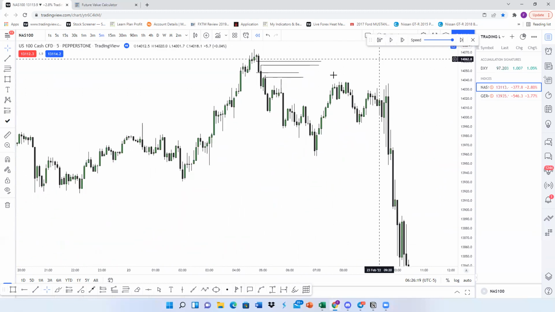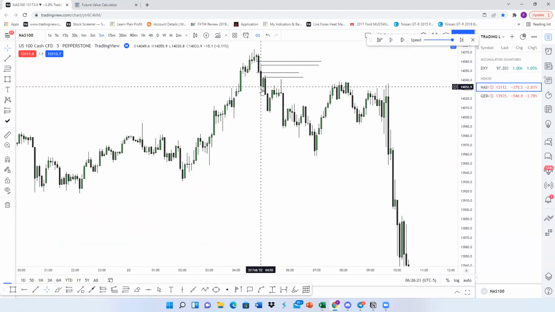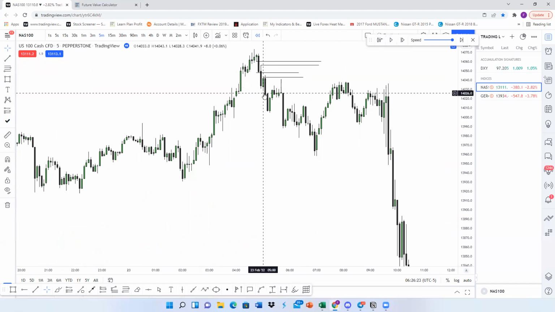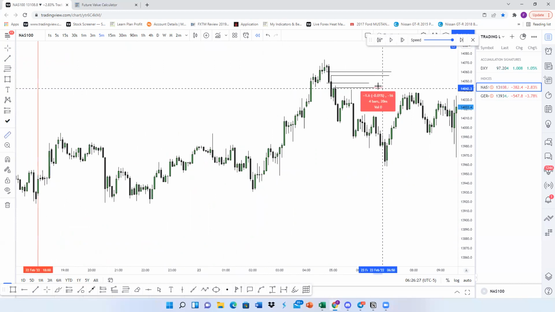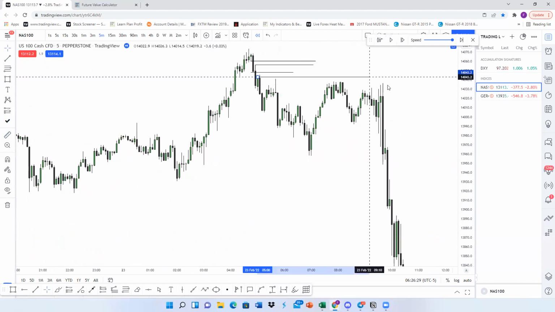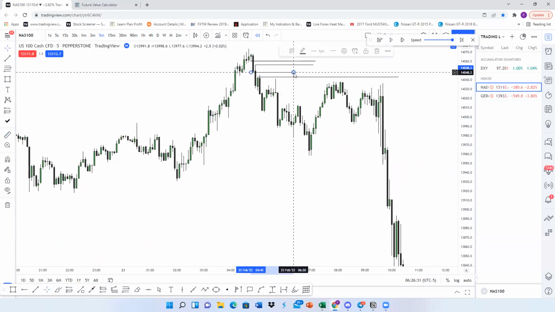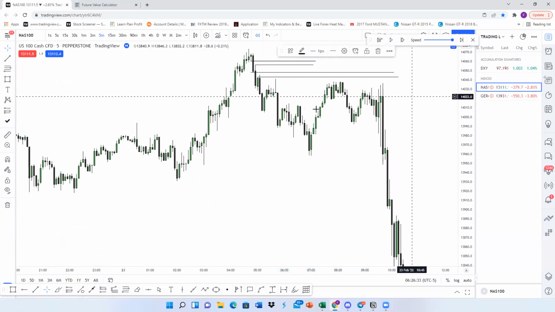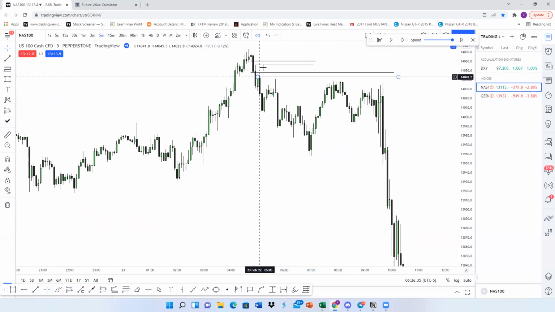Right. Displacement. Here is a candle that formed. You go jab into it one more time. That's your fair value gap. And that's the entry. Okay, so technically your entry was over here. The moment this jabbed, that was your entry.